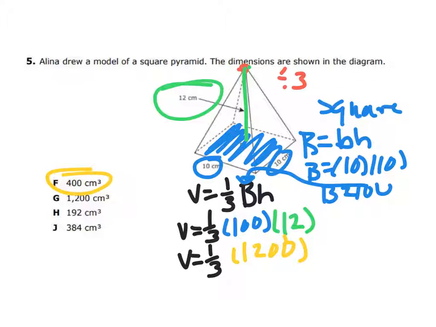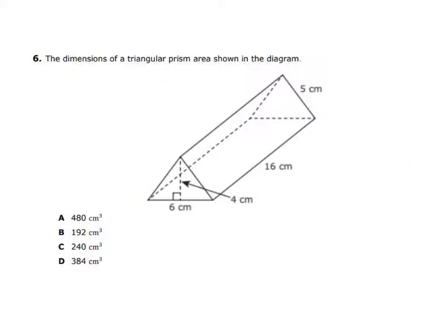Common mistake here would probably be forgetting to divide by 3. As you can see, that answer choice is right there. And then another common mistake would be not plugging in the numbers correctly into the formula. So go ahead and make corrections if you need to, and then move on to the next question.